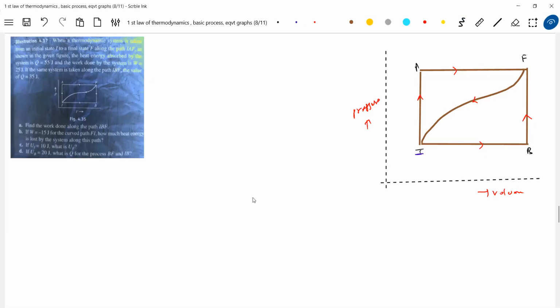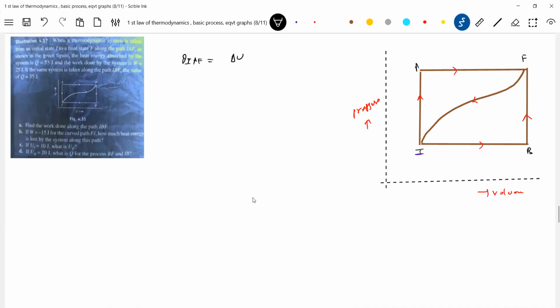Read the question completely. Along the path IAF, as shown from initial state to final state, not like this. Along the path IAF, the heat energy absorbed by the system is total, how much is it? So Q_IAF. I'll begin like this.